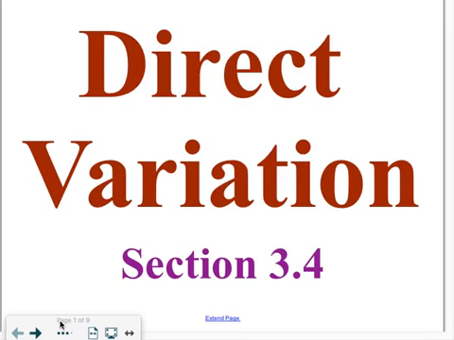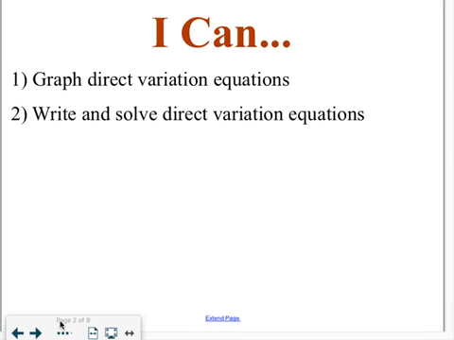Hello class, today we're going to talk about section 3.4, which is direct variation. By the end of today's lesson, you will be able to graph direct variation equations and write and solve direct variation equations.